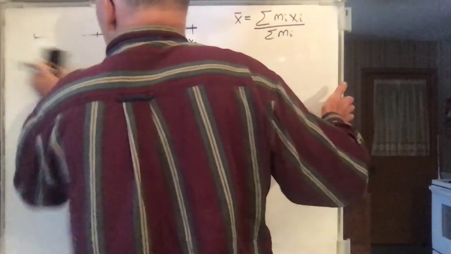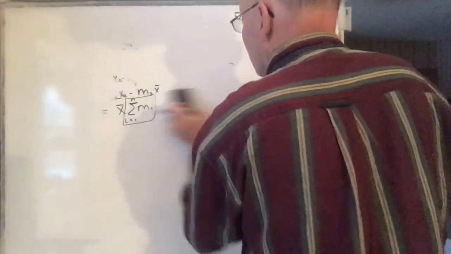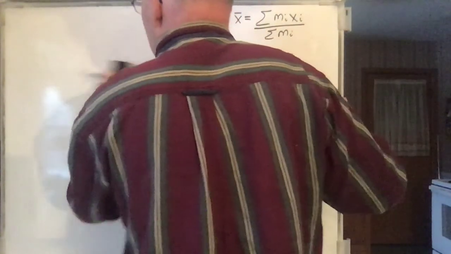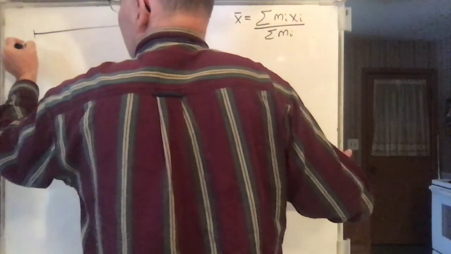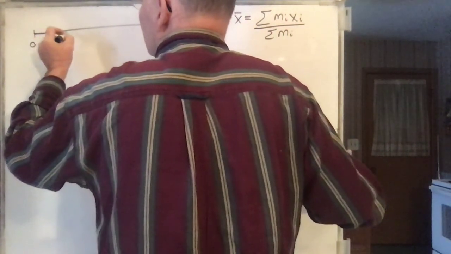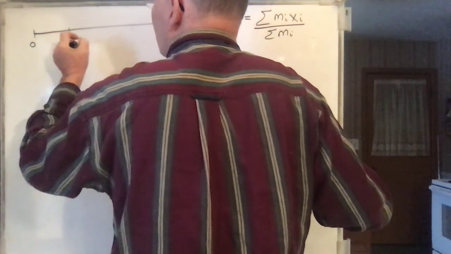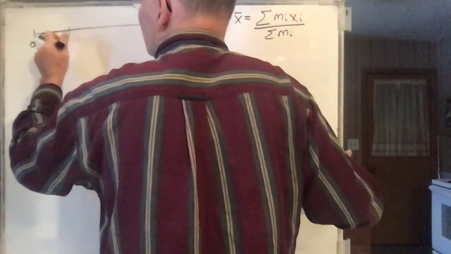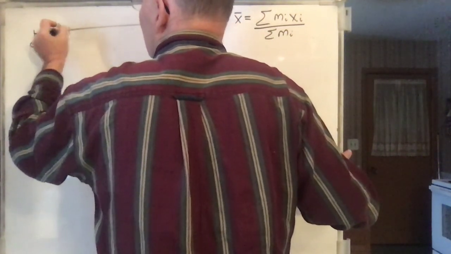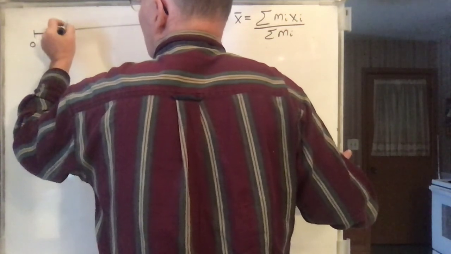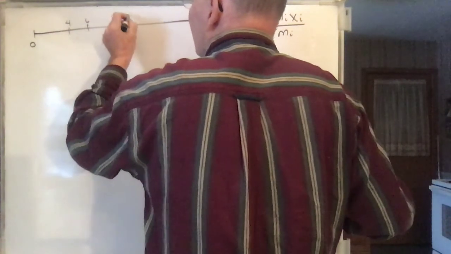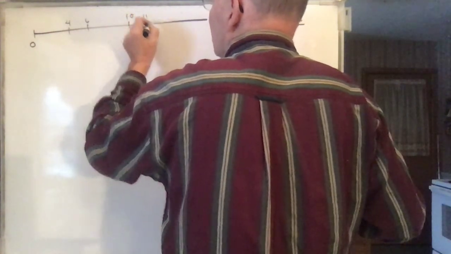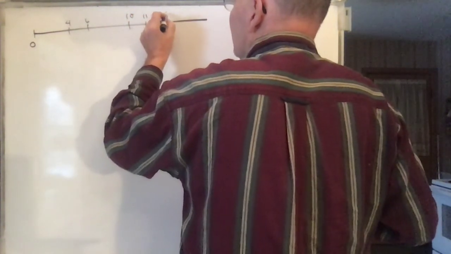Suppose we have a bunch of things hanging on the x-axis as before. Here's 0 right here, and let's say that this is the point 4. I'll put the distances up above. So here's the point 4 right there, and here's 6 right there, and let's say that's 10 and 11 and say 15.